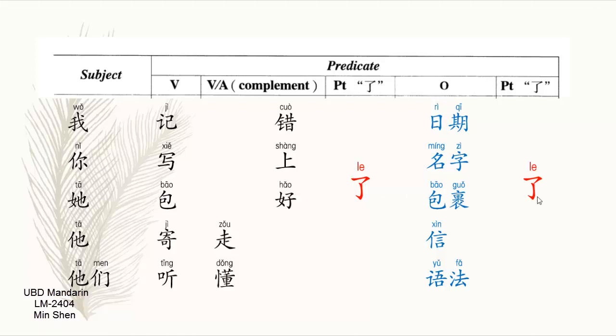Or, important, please remember it, you can use the le twice. For example, 他包好了包裹了. It's correct. Or you only use it once, either here or here. 他包好了包裹. 他包好包裹了. Three sentences, they have the same meaning.